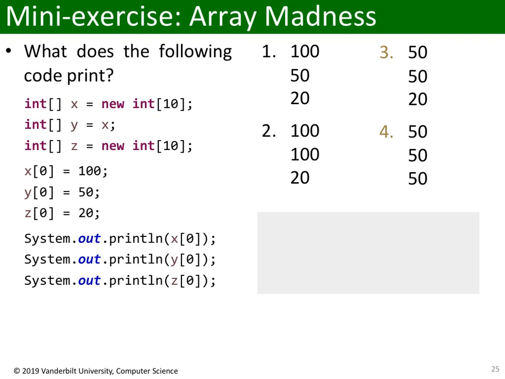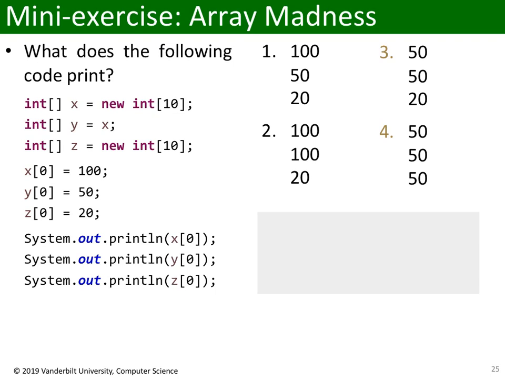In this statement, we assign element 0 of X the value 100. Remember, X and Y are the same object. We assign element 0 of Y the value 50. That overwrites our 100, so now this object has the value 50 in element 0. We assign element 0 in Z the value 20. Remember, Z has its own object. It's not pointing at the same object as X and Y. So it has element 0 value 20.